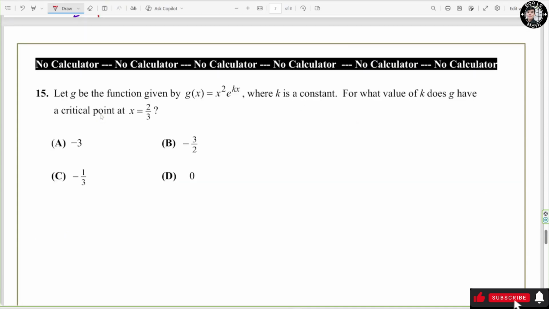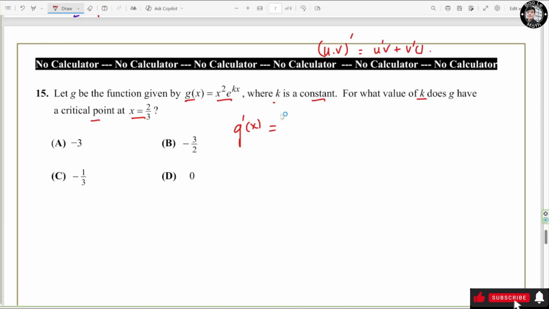Now let's move on to question 15. Let g be the function given by g of s equals s squared times e to the ks, where k is a constant. For what value of k does the function g have a critical point at s equals 2 over 3? Alright, so we need to find the first derivative. So g prime of s equals, we need to use the product rule: u times v prime equals u prime v plus v prime u.